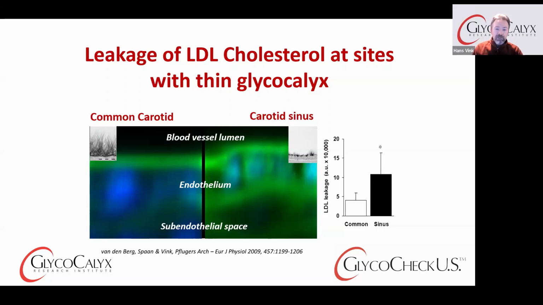If your overall glycocalyx health is good, then also at these sites, at bifurcations, even where glycocalyx is thinner than in the rest of the vasculature, it's still in a good enough shape to protect that site against cholesterol leakage.